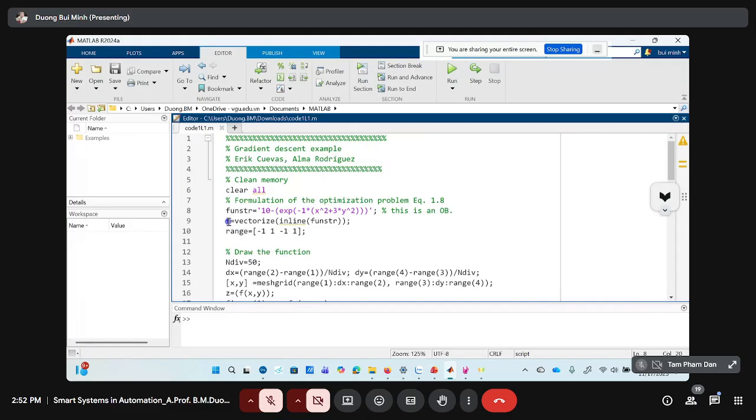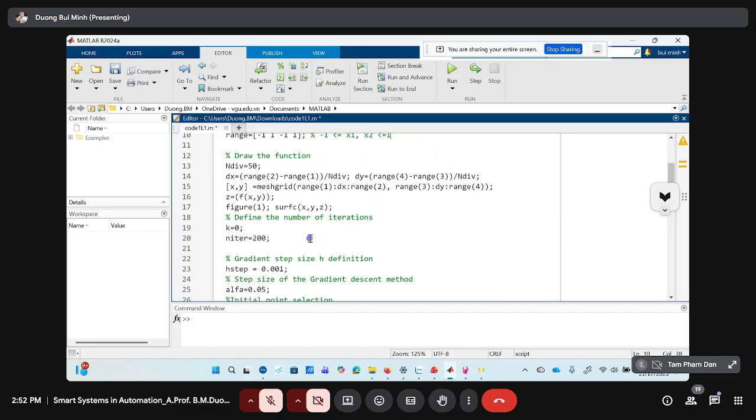And then f is the function. F is a vectorized inline function from strings. That means this is a string and we convert the string into a function, with the range minus 1, 1 and minus 1, 1. Why? Because we need to make sure x1 and x2 are higher than or equal to minus 1 and less than or equal to 1.